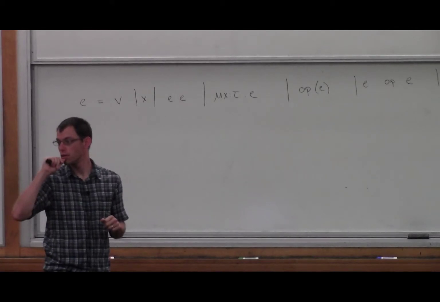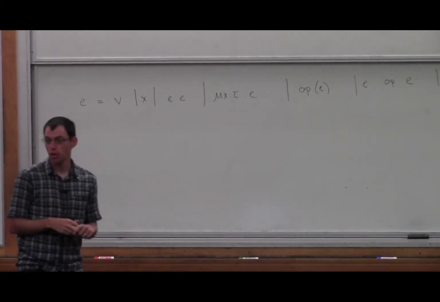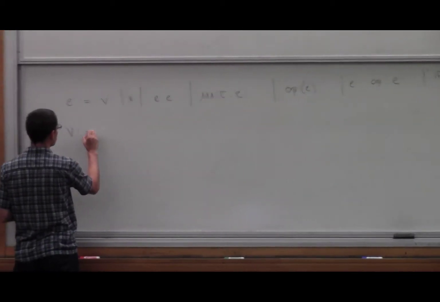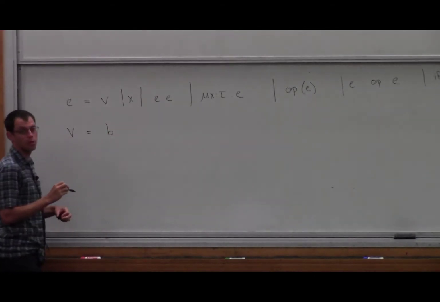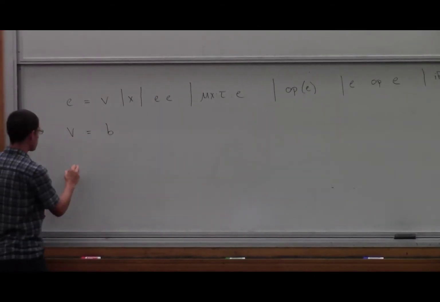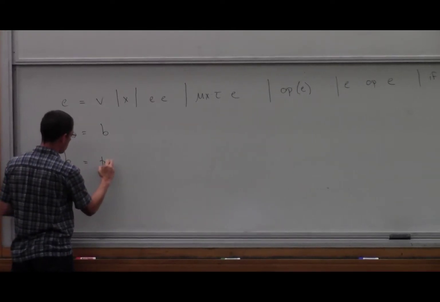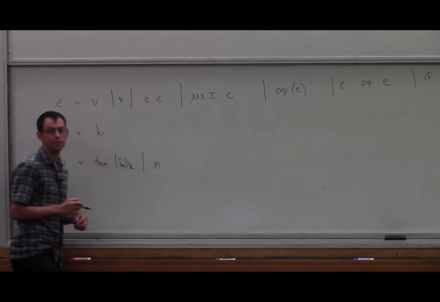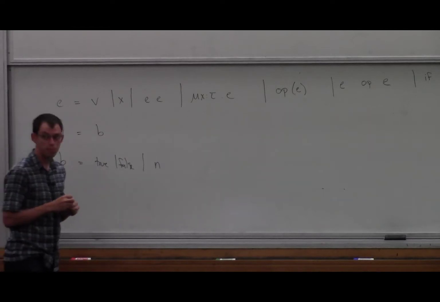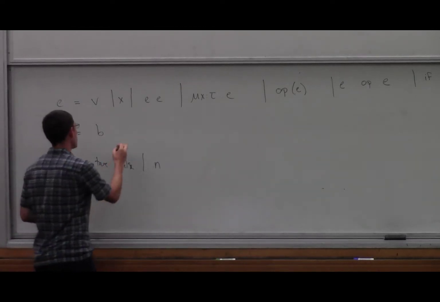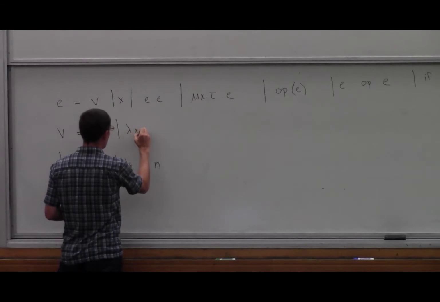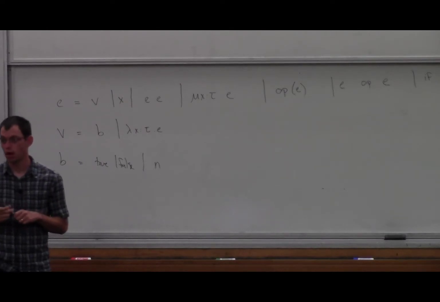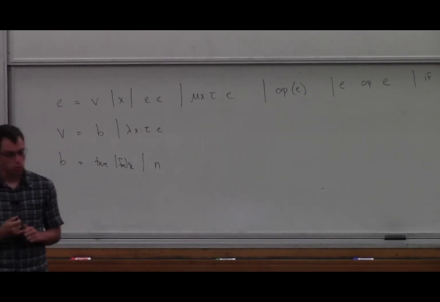Indeed, I don't. That's because lambdas are values. So our values are our base values, which will include Booleans and numbers. And our values are base values or our lambda abstractions. So far, so good.